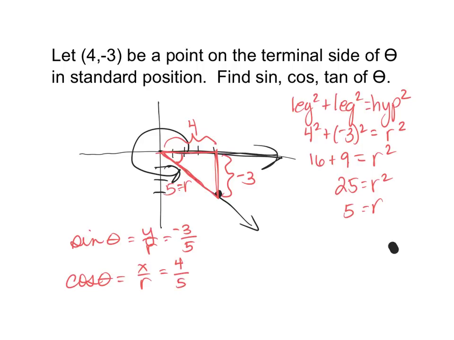R is 5, so cosine of theta is 4/5, and tangent of theta is Y over X. Y is negative 3, and X is 4. So, in summary, we draw our point. We then draw in the triangle so that we can see the reference angle is part of the acute triangle, one of the acute angles in my triangle. We solve for the missing pieces, X, Y, or R, and then we substitute into our trig function formulas.